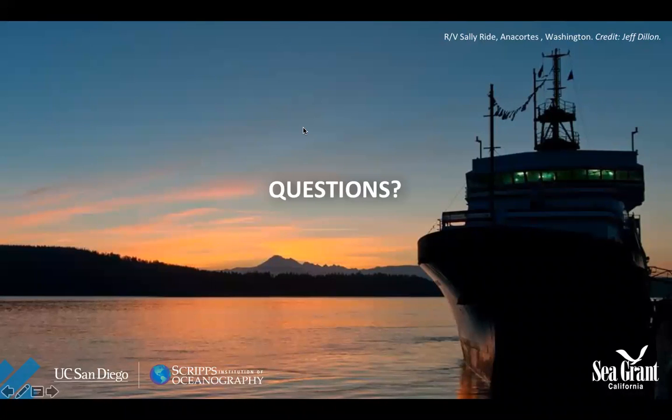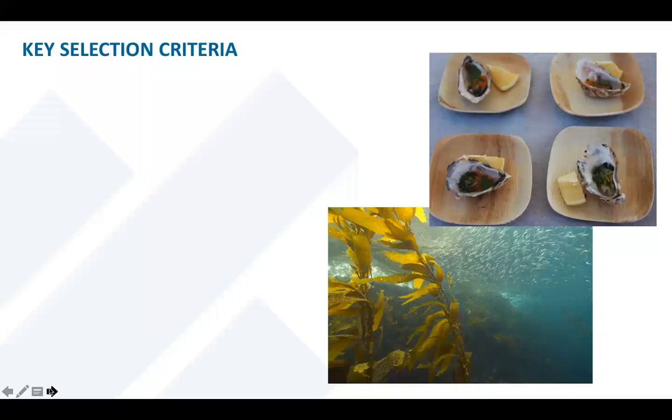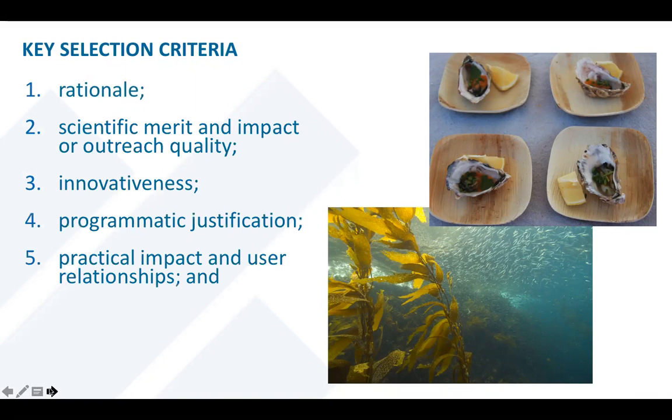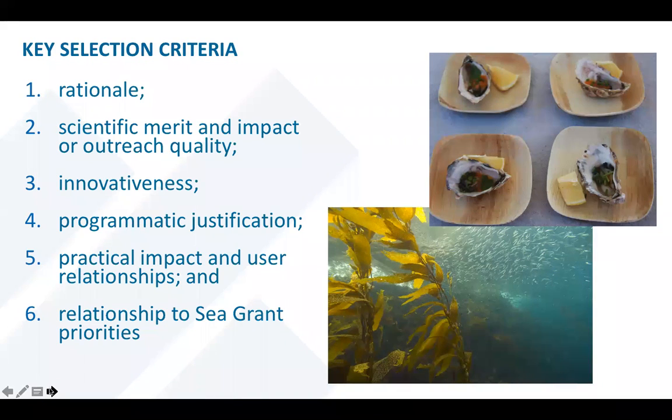Okay. So we will move right along and probably finish under the hour, which is totally fine. Moving on to more about the selection criteria and then tips regarding the application process. The 6 key things we're looking at when we review your application are rationale, scientific merit and impact or outreach quality, the innovativeness of the project, programmatic justification, practical impact and user relationship, and relationship to Sea Grant priorities.